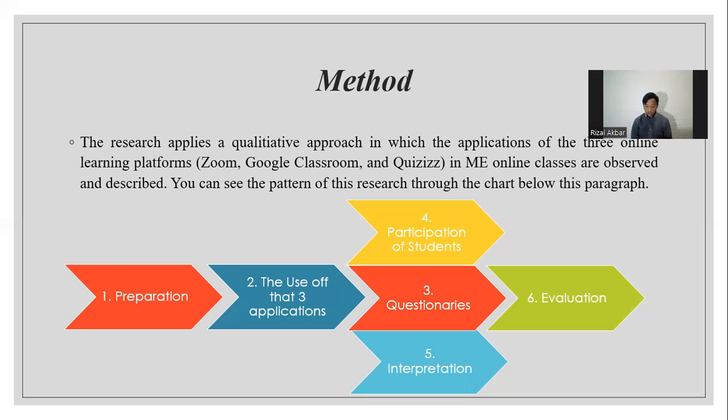The next is the use of those three applications. In this step, we describe how these three applications are very useful in this current situation, especially in online learning. Three is questionnaires. Questionnaires are given to the students to interpret. And after all those steps, we do an evaluation to decide whether this research is good or whether these three applications are effective or not.